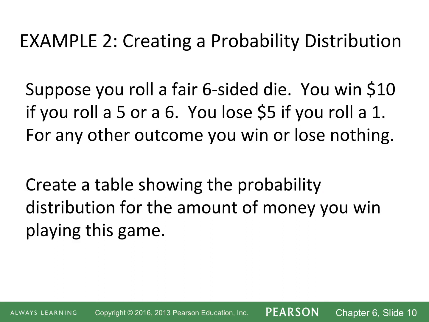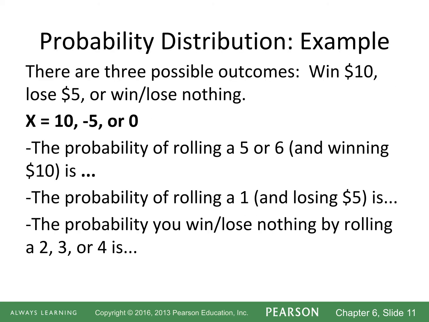Here's example 2, creating a probability distribution. Suppose you roll a fair 6-sided die. You win $10 if you roll a 5 or a 6. You lose $5 if you roll a 1. And for any other outcome, you win or lose nothing. So create a table showing the probability distribution for the amount of money you will win playing this game. In this example, there are 3 possible outcomes. Win $10, lose $5, or get nothing. So here's all the 3 possible outcomes.